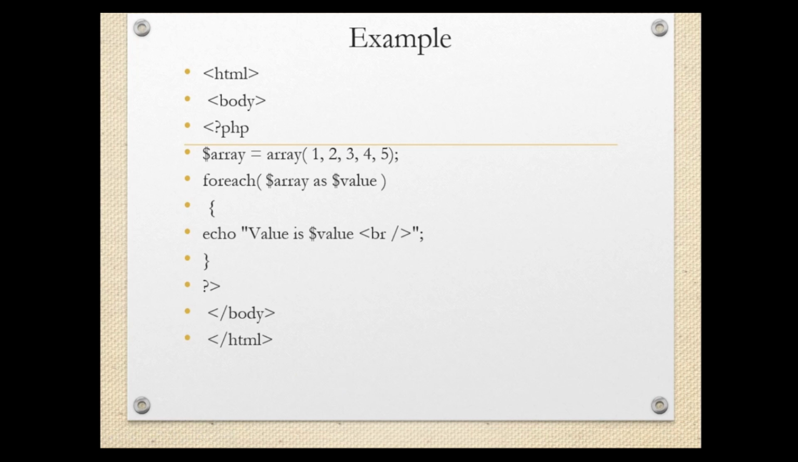A simple example of foreach loop: opening of HTML tag body, opening of PHP and closing tag of PHP. Under that I have taken a variable $array equal to array, and we have passed 5 values in this, 1 2 3 4 5. Again we are using this loop foreach. Under foreach loop we are passing the value, that is $array as $value. In curly brackets echo value is $value. Closing of curly brackets, closing of PHP tag, closing of body, and closing of HTML.